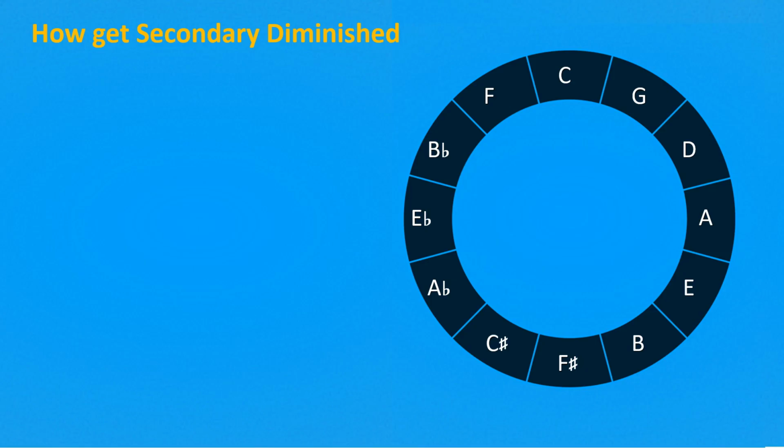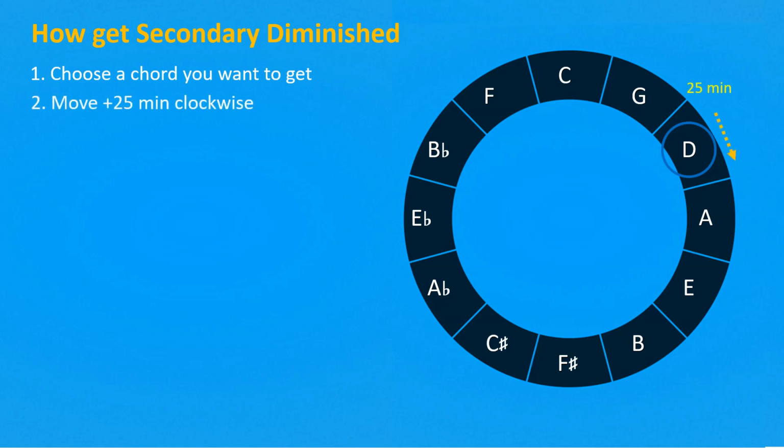Trick number 9. Secondary diminished. The secondary diminished chord is a dominant chord. So, like the dominant seventh, it's good to anticipate any chord. Choose a chord you want to get, let's say D major or D minor. Move 25 minutes clockwise. That is the secondary diminished chord, C sharp diminished.